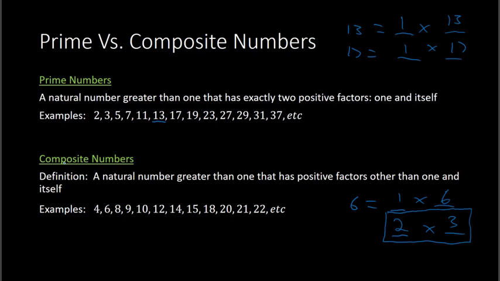And composite, by the way, comes from the word compose, which means to be made up of something. So these numbers are made up of other numbers. So the 6 is made up of a 2 and a 3, 2 times 3. So therefore, those are composite numbers.